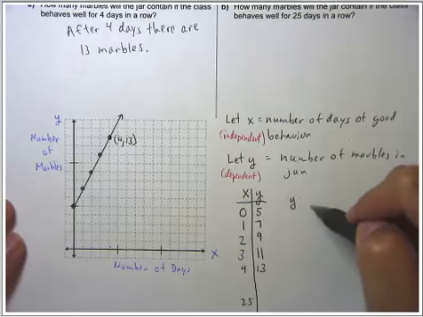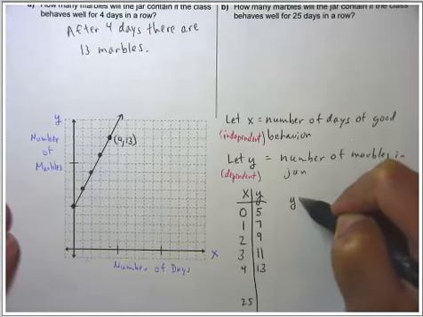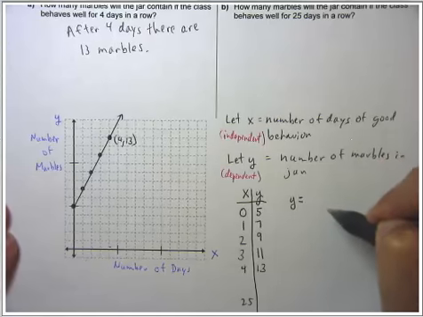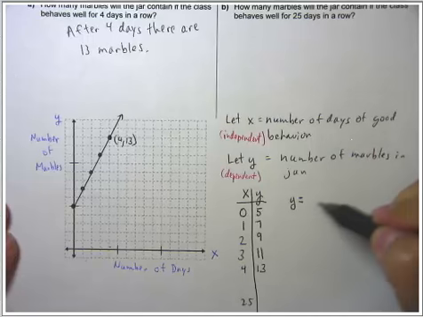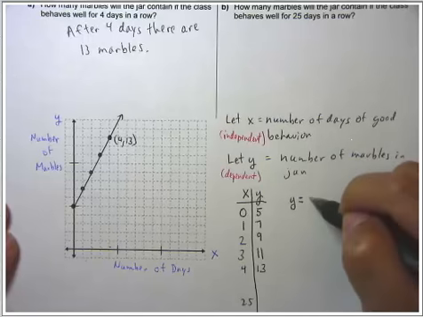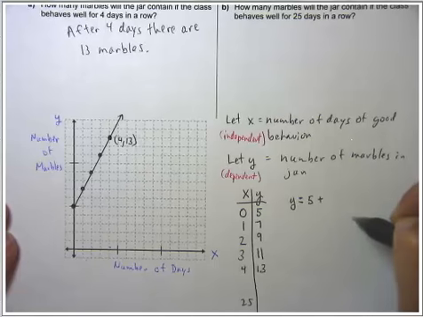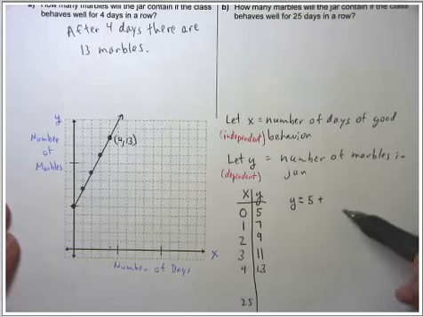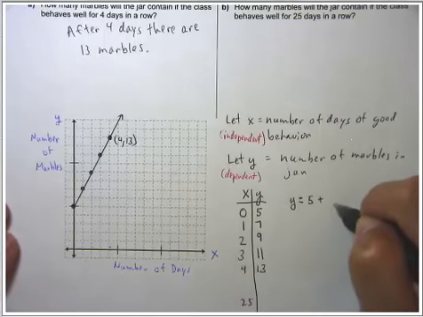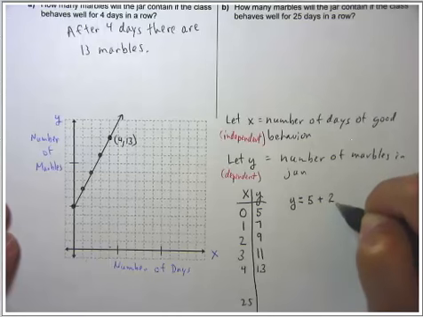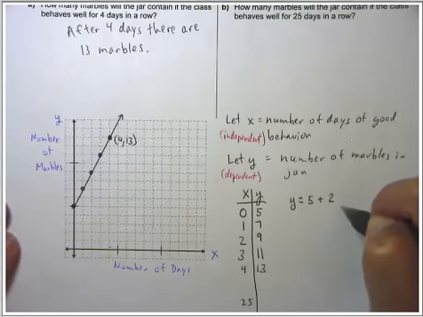Well, let's think about it. What do we know about the number of marbles? Well, we start out with 5 marbles in the jar, and then after that, we're adding more marbles. So the equation for y has to be y equals 5 plus something, because we're starting out with 5 and then adding more marbles. Well, how many marbles are we adding? We're adding 2 marbles, but it's not just 5 plus 2, because it's 2 marbles for every single day there's good behavior. In other words, 2 times the number of days of good behavior, or 2 times x.